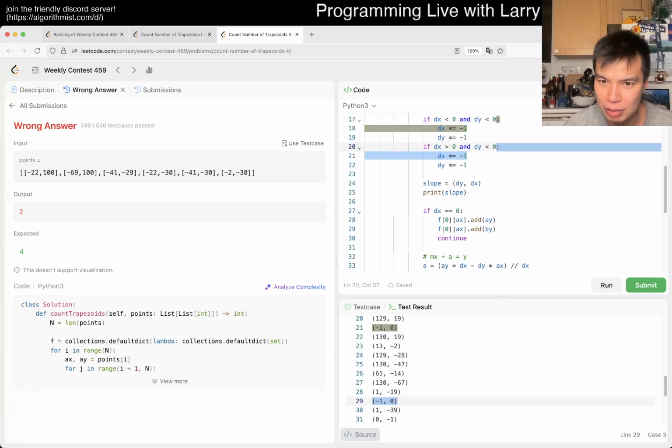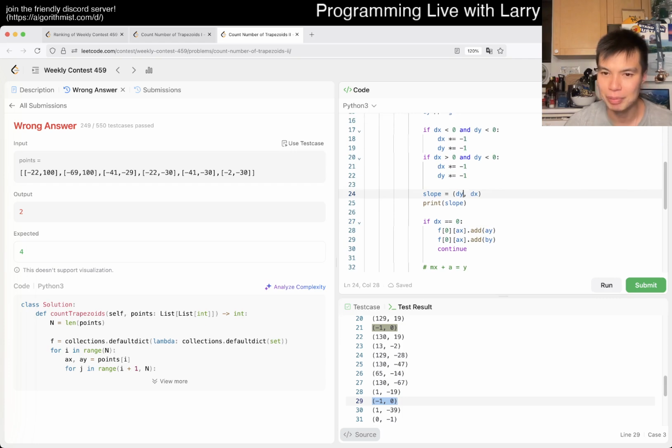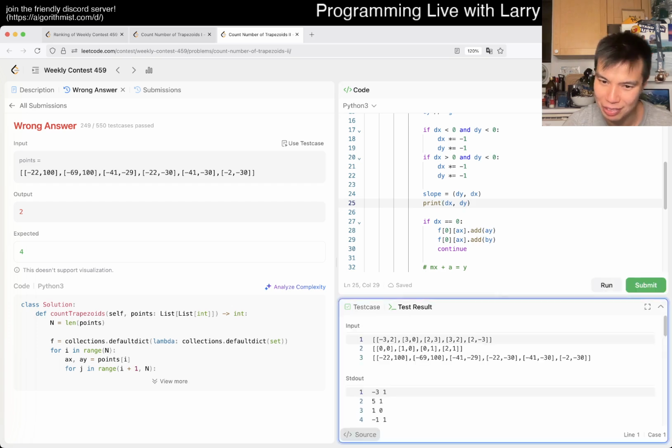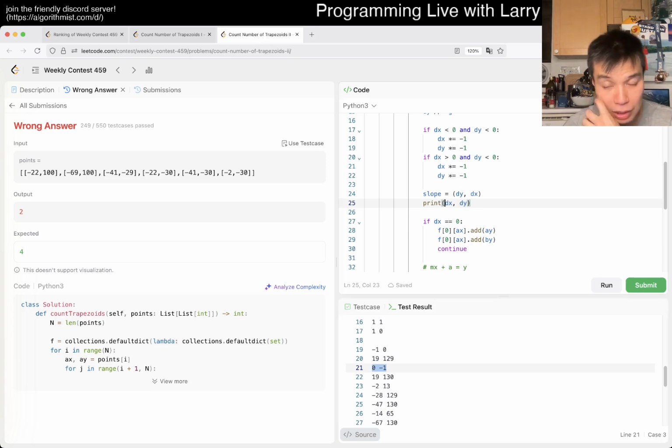No, but we don't, for the 0 case. Also, why do we... okay, fine, let's just print dx dy. That's a little bit more natural, even though its slope is technically the other way. Okay, so negative, so this is the only case. But if dx is 0, we don't use dy anyway. So okay, but what if it's horizontal?